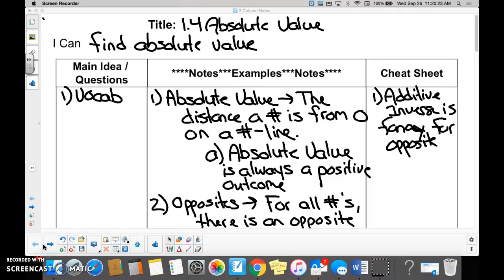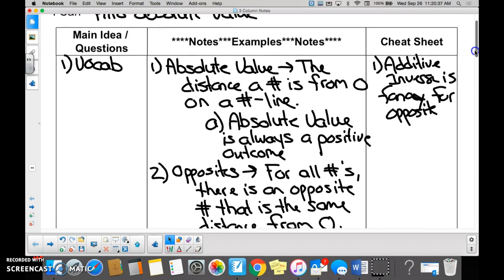1.4 absolute value. I can find absolute value. Can you find absolute value now? Yes. If you're a little confused, is that okay? Yes. Because that's what the assignment's for, and that actually means you're learning, right? Yes. Awesome. So absolute value, everybody, can you read the definition on the count of 3?